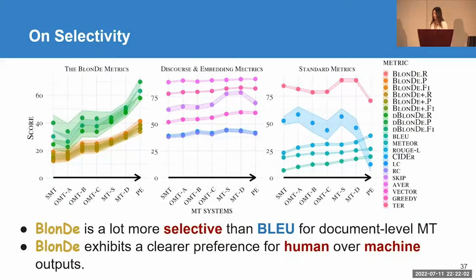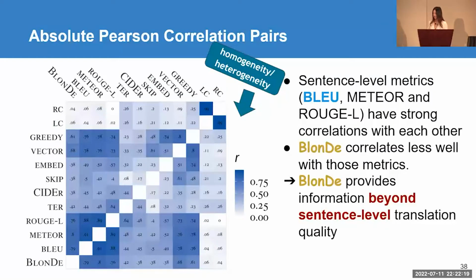So here come our main results. There are two main takeaways. First, BlonDe is a lot more selective than BLEU for document level machine translation. Second, BlonDe exhibits a clearer preference for human over machine outputs. And this heat map shows the pairwise Pearson correlation between different metrics, which is an indicator of the homogeneity of different metrics. As shown here, while sentence level metrics like BLEU, Meteor, and Bronze have strong correlations with each other, BlonDe correlates less with those metrics, which indicates BlonDe provides information beyond the sentence level.